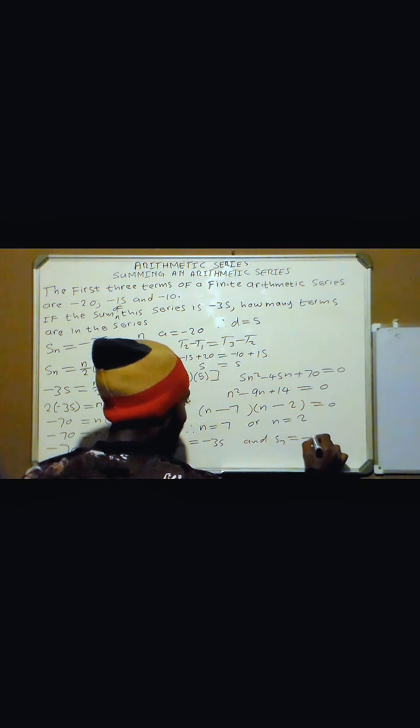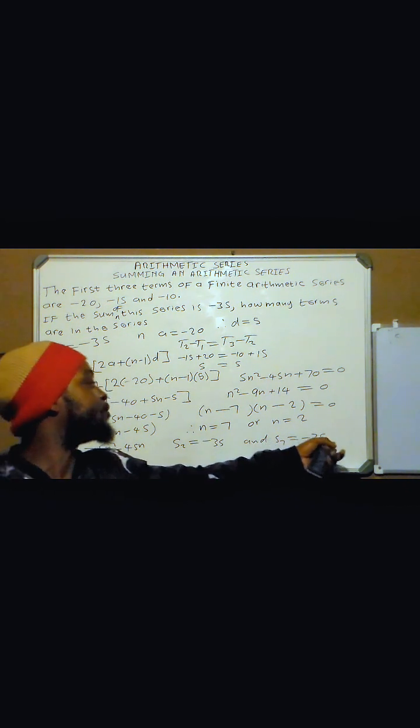Now, because the two values are both positive integers, we are saying that the sum of the first two terms will be equal to negative 35, and also the sum of the first 7 terms will also give us negative 35. To be sure, you can check this on your own, because substituting all of this into the equation will take time. When you find time, you can check for yourself. The sum of the first 2 terms will be negative 35, and also the sum of the first 7 terms will be negative 35.